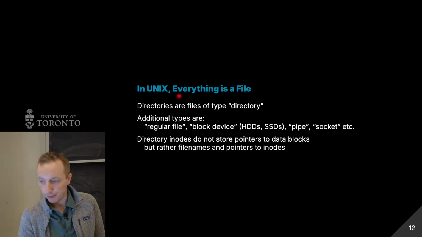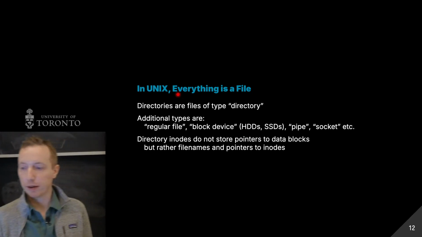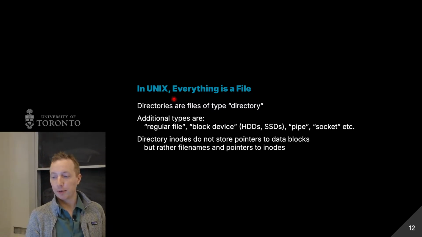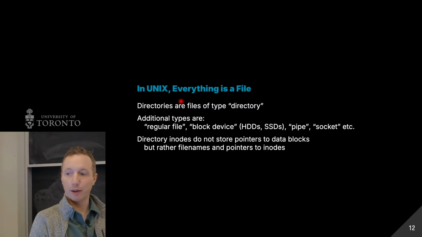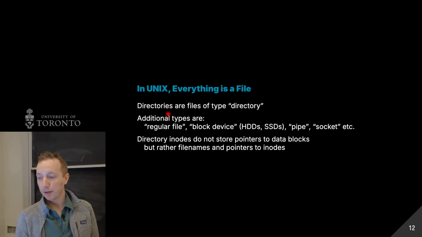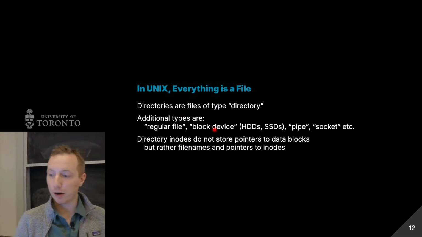All right, so on Unix, Mac OS, Linux, everything is a file. Directories are files of type directory instead of regular files. So additional file types are regular file, a block device, that's how it represents a hard drive.